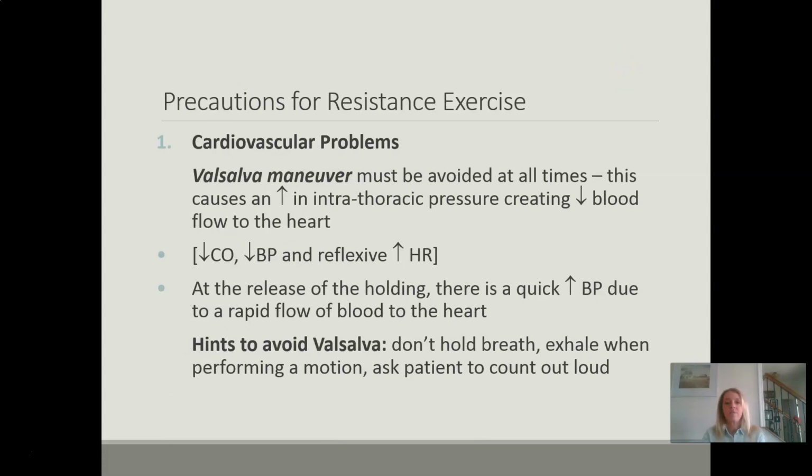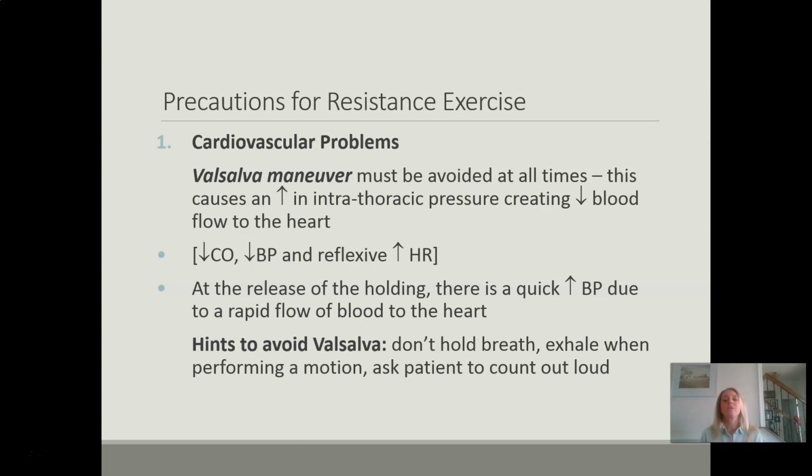Some precautions for resistance exercise. We've talked about this before, but any patient that has any cardiac involvement, we absolutely want to make sure that they are not valsalvaing when we're giving them resistance. When they're given heavy loads, that's when they tend to valsalva more than if you give them lighter loads. So again, this might be a person where we do more endurance type training, lighter loads, longer periods of time versus heavy loads, so that they don't cause this significant increase in blood pressure.